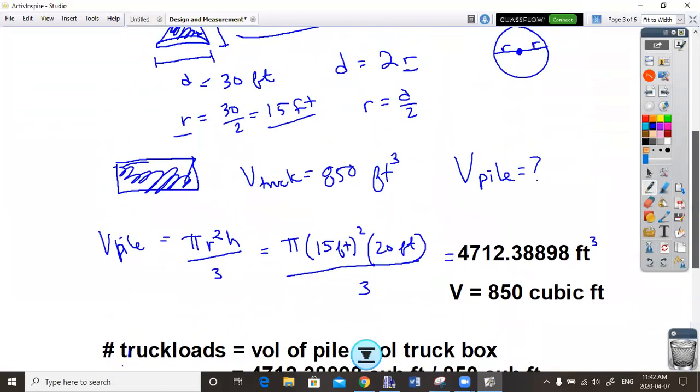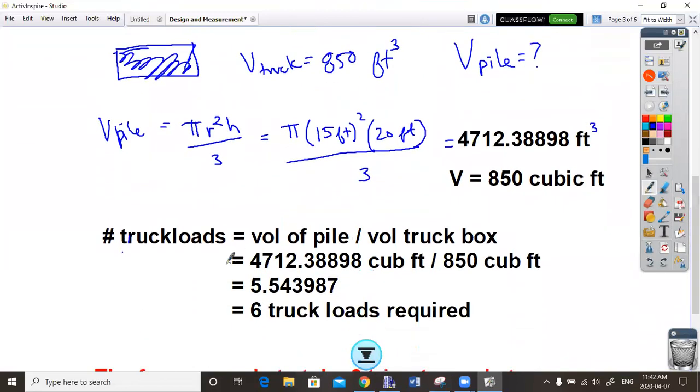So hopefully that made sense. We did the volume of the cone, and then we found the ratio to get the number of truckloads: the volume of the pile divided by the volume of the truck box gave us the number of truckloads.